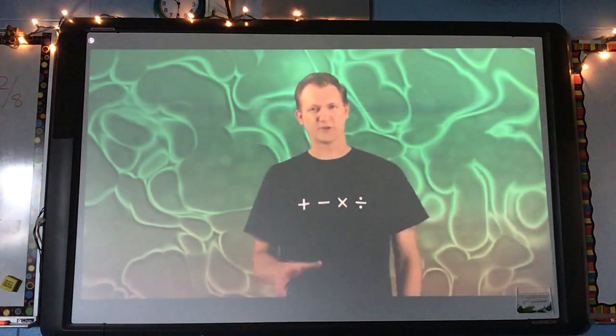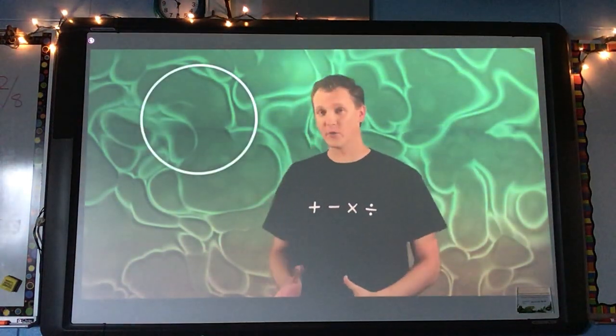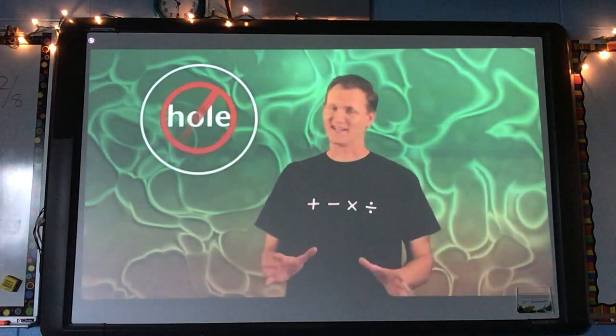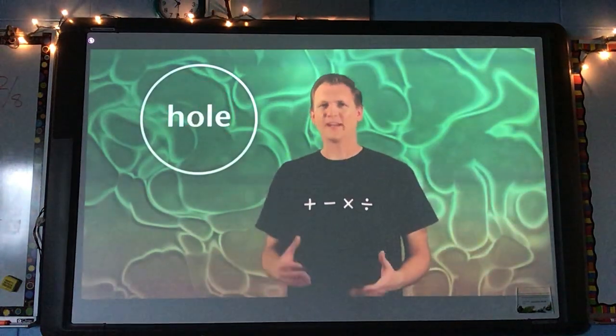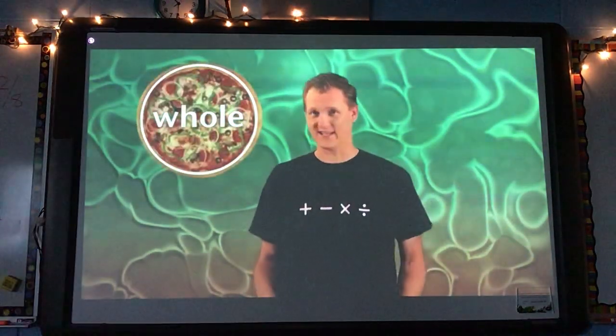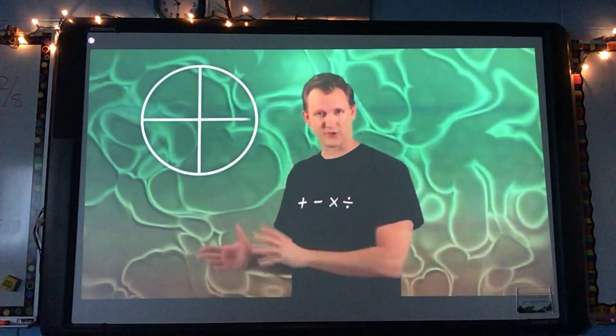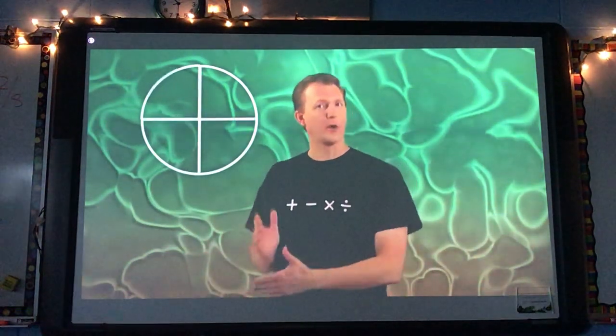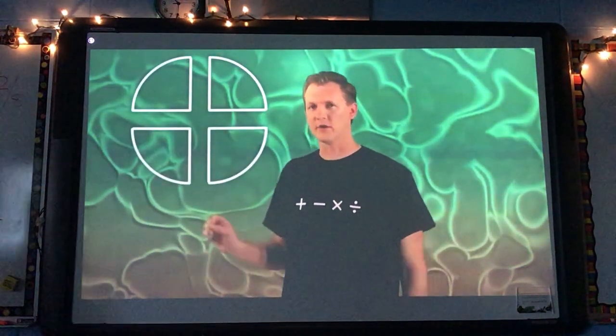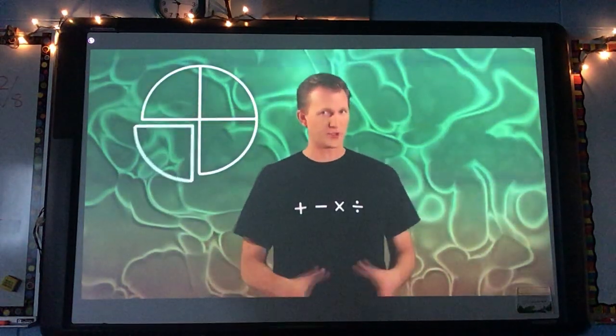So let's start by drawing a circle. Now this circle represents what we call a whole. Now, not the kind of hole you can fall into, more like a whole cookie or a whole pizza. Now if we divide that circle, or whole amount, into 4 parts, then we call each of those parts a fraction of the original whole circle.